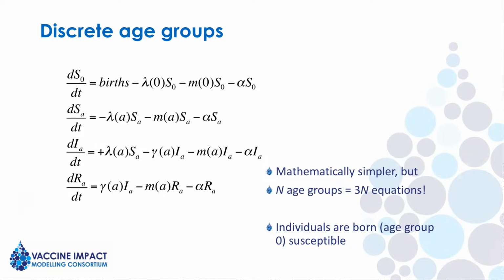Well, we could consider approximating it. So here we might have our SIR model, but we've now included something like annual age groups. So we've got our age 0 people, that's where all the births happen. Again, we're assuming everyone's born susceptible. And then we've got an SIR model for each age group.